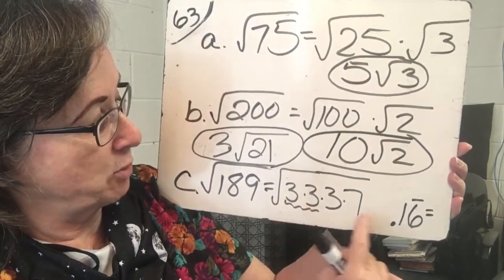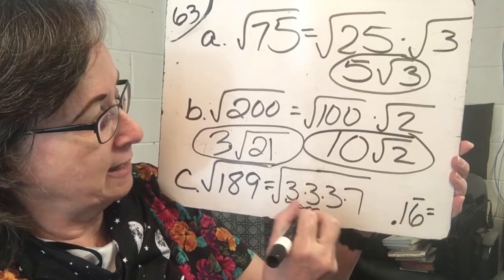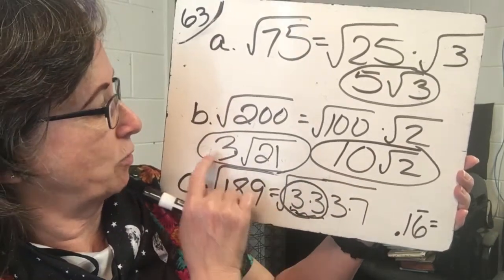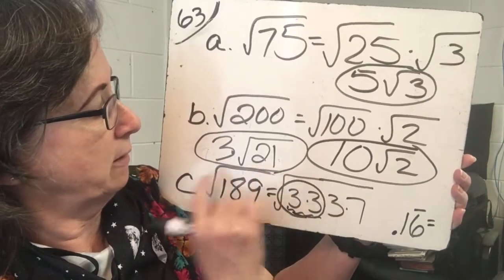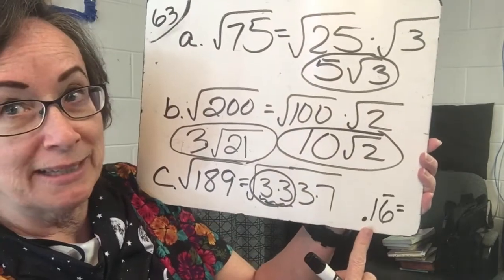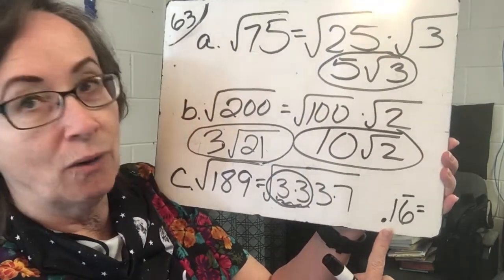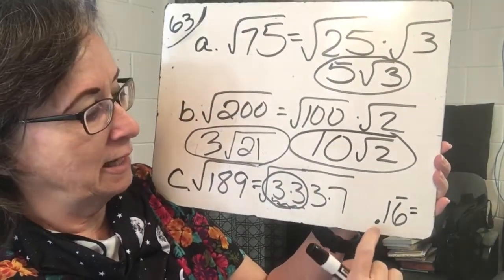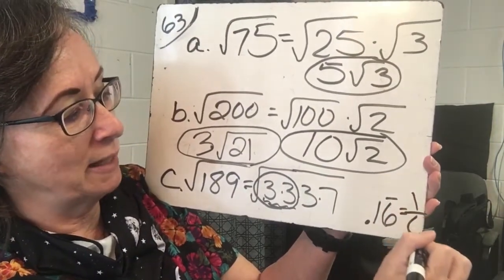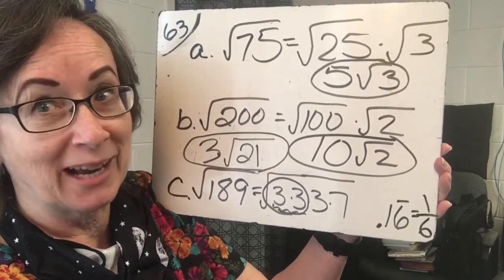Okay, because I didn't know the number 189, I had to break it up into 3 times 3 times 3 times 7. But then I saw that I did have one perfect square, so I split it differently into the square root of 9 and the square root of 21, and that one's simplified. So this last one is just a memorization. What fraction is 0.16 repeating? And that is 1/6, if you have memorized that.